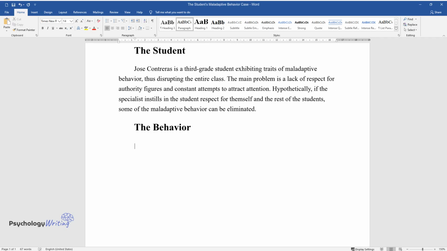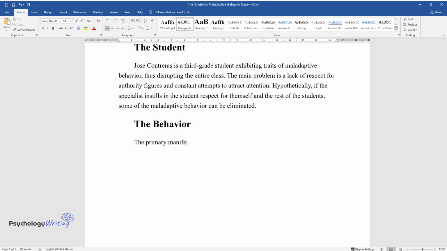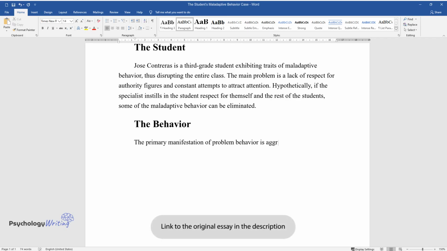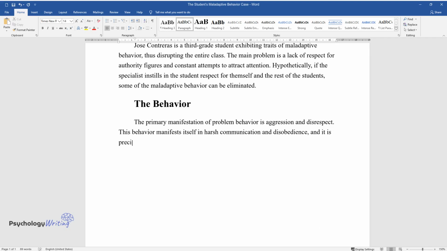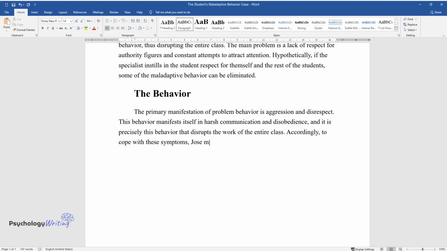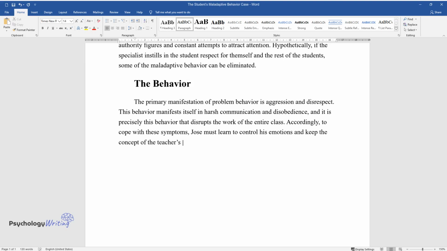The behavior. The primary manifestation of problem behavior is aggression and disrespect. This behavior manifests itself in harsh communication and disobedience, and it is precisely this behavior that disrupts the work of the entire class. Accordingly, to cope with these symptoms, Jose must learn to control his emotions and keep the concept of the teacher's authority in mind.